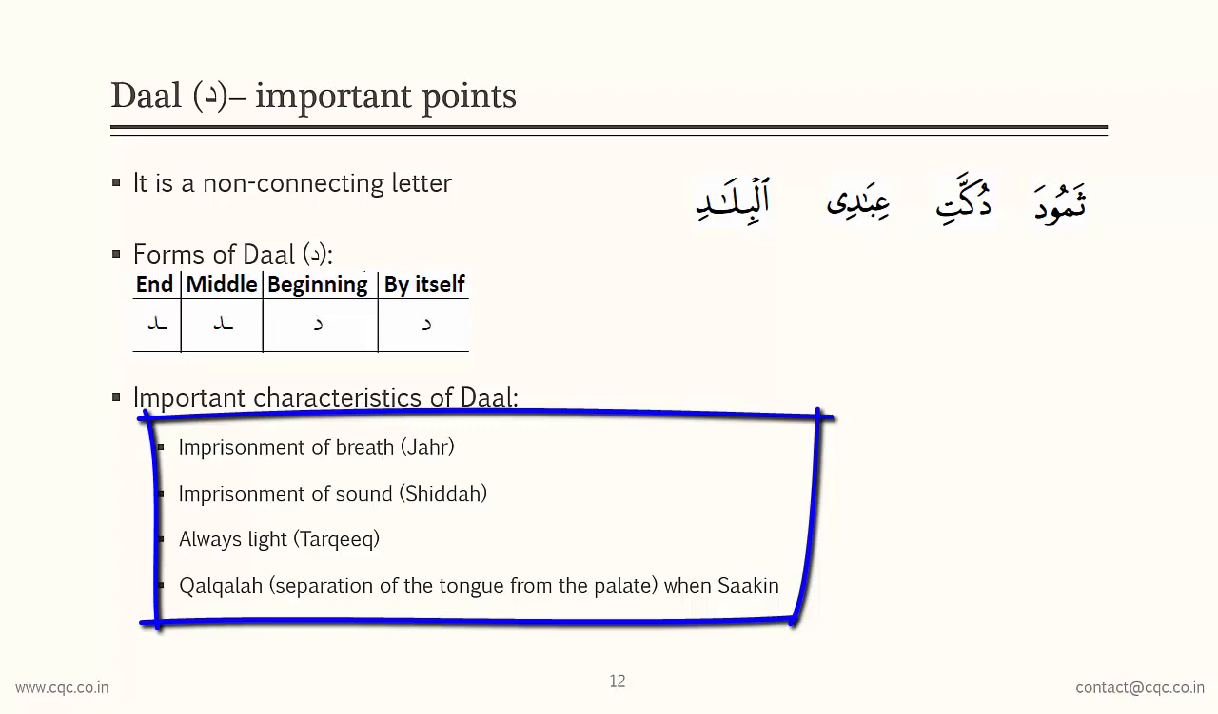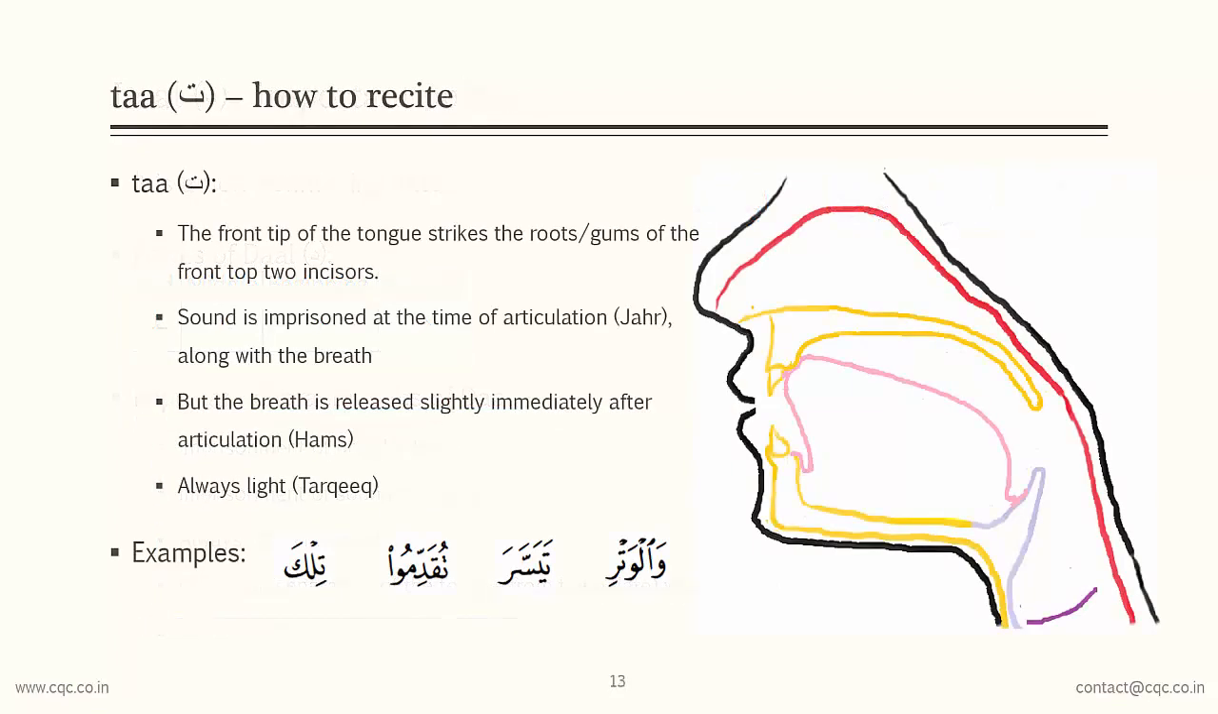So whenever you practice, take care of all these characteristics listed below. The jahr, shiddah and tarqiq, as in da, di, du. So you don't recite it heavily, since that gives the impression that it's a heavy letter, which is not the case. Also, the characteristic of qalqalah makes itself apparent only when the dal has a sukoon, as in ad, id, ud. The final letter that we are going to study today is the letter ta.